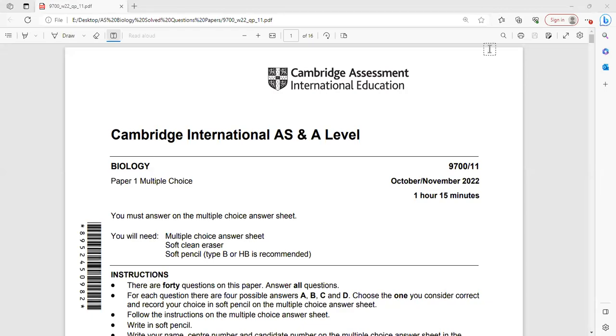AS level Biology 9700, component paper 11, October/November 2022.